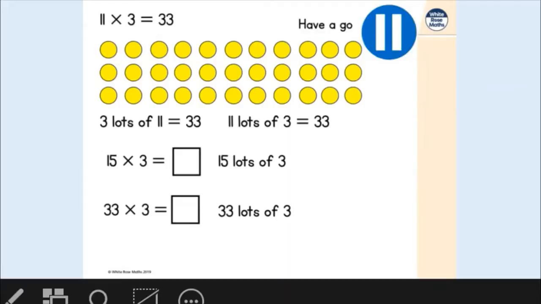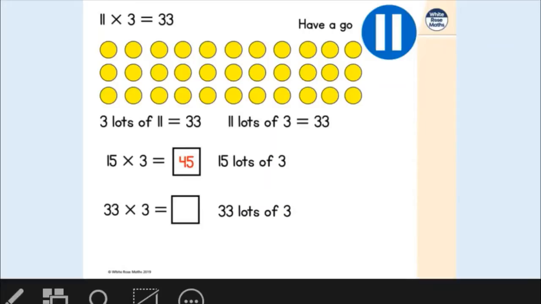So you're going to have a go now. I've still given you 11 times 3, and there's your array showing 11 times 3. So have a go at those 2 questions. Okay, so 15 lots of 3, 15 times 3, well that's going to be 4 lots of 3 more, isn't it? It's 4 times 3 more. That's going to be 45, because 33 add 12, which is 4 times 3, is 45.